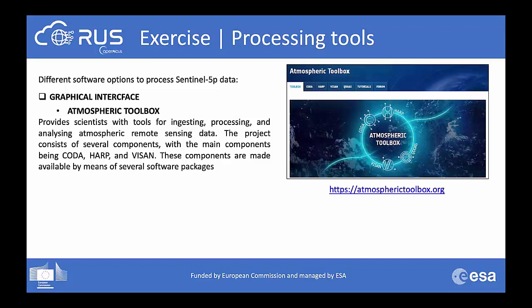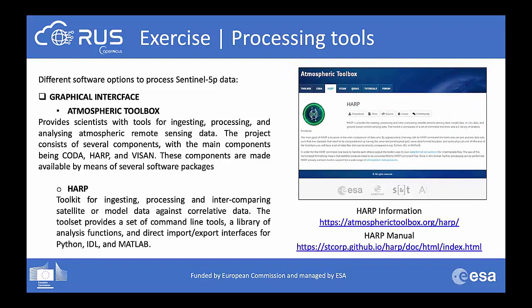It doesn't mean that ESA is not giving you any option. It is actually. So there is the ESA atmospheric toolbox, where you can see here a very brief description of it. And the important thing here is that the project consists of several software components, and the main ones are CODA, HARP, and Vision. And today we will be using HARP, which is part of this atmospheric toolbox. So the thing to remember about HARP is that it will allow us to ingest, process, and by doing that, intercompare satellite data. And the thing you have to know about HARP is that the toolset provides a set of command line tools, so you can run it from command line, but also a library of functions that can be directly used from an interface in Python, or as you can see in IDL and MATLAB. So it is up to you to choose the interface you prefer the most. I'm giving you here the links to this software, so if you're interested, you can have a look.